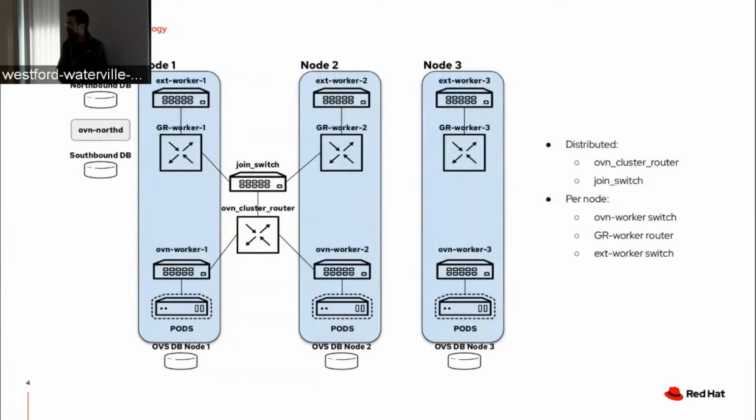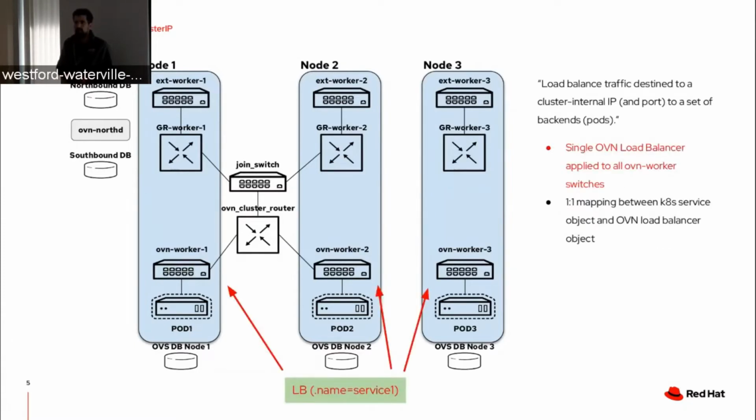But yeah, on a serious note, in OVN Kubernetes, this is how the network topology looks. We have two different types of resources. We have distributed resources, the ones in the blue areas, so the OVN cluster router and the join switch. And we have node-specific resources, like an OVN worker switch, so a node switch, a node gateway router, and a node internal switch that connects to the outside world.